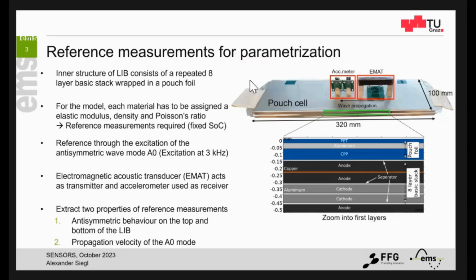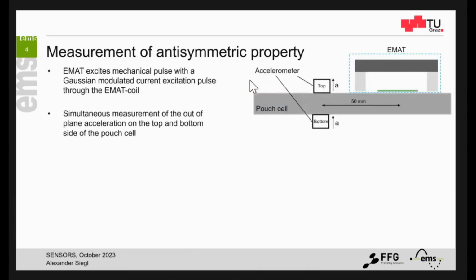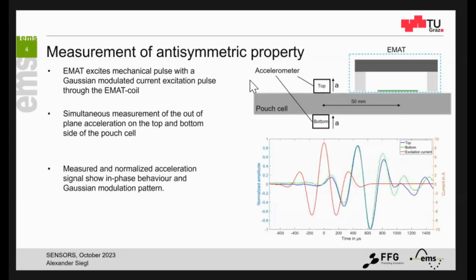For the first property, we want to measure this antisymmetric property. We have a sketch of the measurement setup here. We have the EMAT on the right side. It excites the wave, and the wave then travels towards the receiver, towards the accelerometers. These accelerometers measure the out-of-plane acceleration, which is the acceleration pointing perpendicular to the surface. We measure the acceleration simultaneously, and when we check the measurements, we get the following behavior.